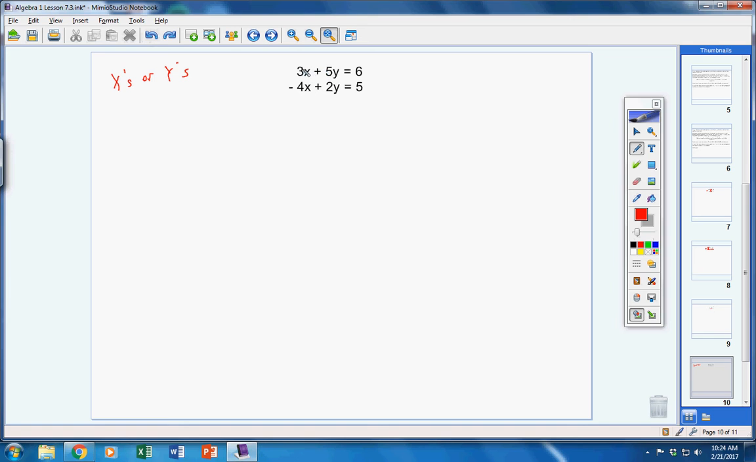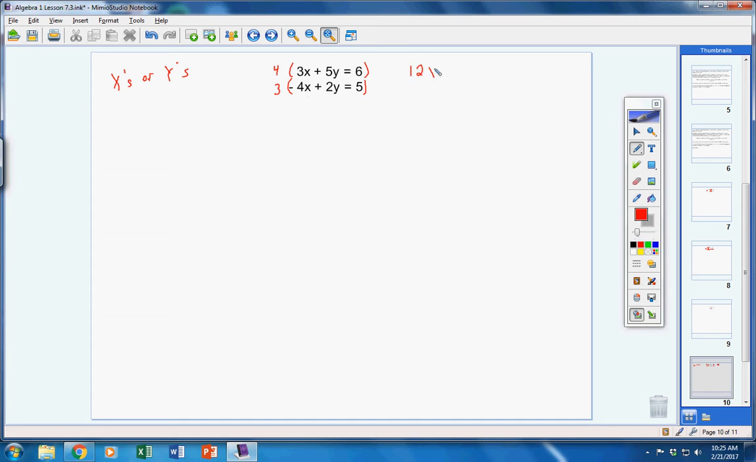Okay, I've got a 3 and a 4. So I could very easily make both of these numbers become a 12, right? I could multiply the top equation by what? 4. That would give me a 12 right here. And multiply the bottom equation by what? 3. That would give me a negative 12 right there. So let's do that and see what happens, okay?